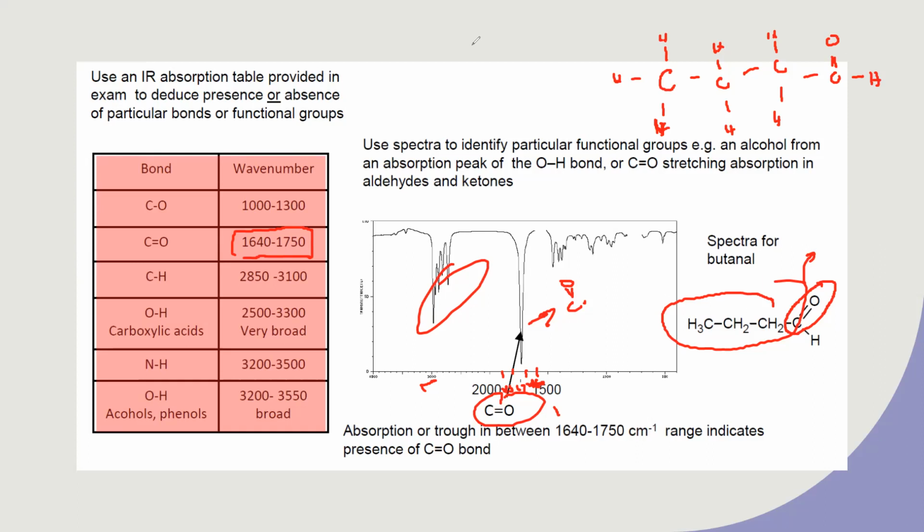So if it's butanol, 4 carbon atoms are there. We should get a peak for C double bonded with O, and we should get a peak for CH. CH should be there, from 2850 to 3100. So this region is representing a CH peak, and there is a C double bonded with O peak as well. So this confirms that this spectrum is for butanol.